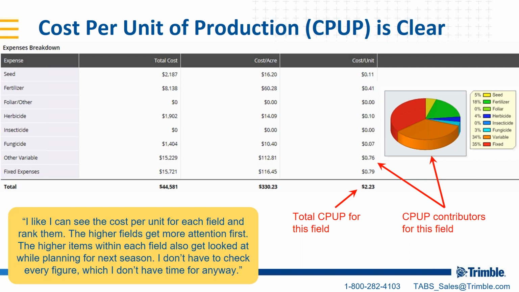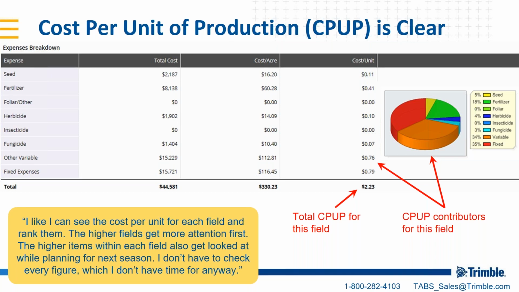So what this grower told me was that I can see the cost per unit for each field and rank them, right? Rank each field, he means. The higher fields get more attention first. The higher items within each field also get looked at while planning for next season. I don't have to check every figure, which I don't have time for anyway.